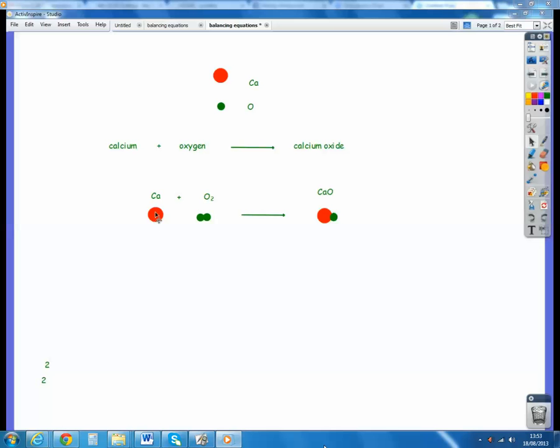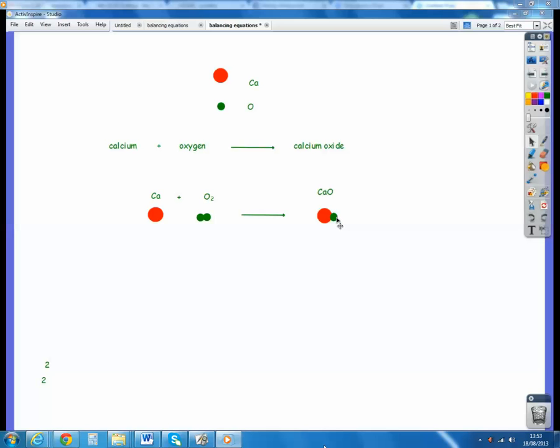Now I've got 1 starting lot of calcium and an oxygen molecule. Now oxygen always goes around in pairs, so you'll never find an O on its own. It always goes around in pairs. So there's no other way of starting out with oxygen. And I'm forming calcium oxide. Now the formula of calcium oxide is CaO.